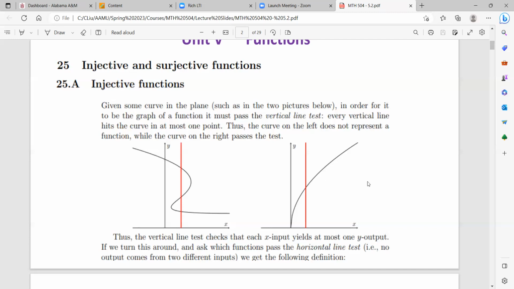Okay. It's checking the one-to-one, but not the one-to-one correspondence. There's a difference between those two terms. You can only check whether the function is one-to-one, but it's not the same as one-to-one correspondence.